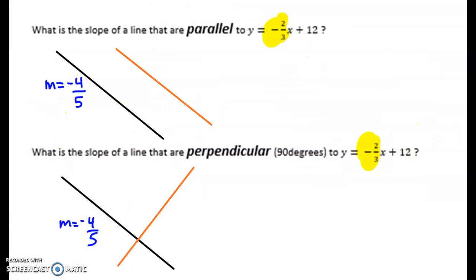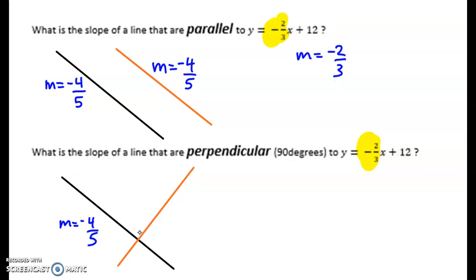One last idea here. If these black lines have a slope of -4/5, and in this first example the orange is parallel to the black, we can see that the orange would have exactly the same slope. Parallel lines have the same slope. So the question here, what is the slope of a line parallel to this equation? Well, it would be exactly the same.